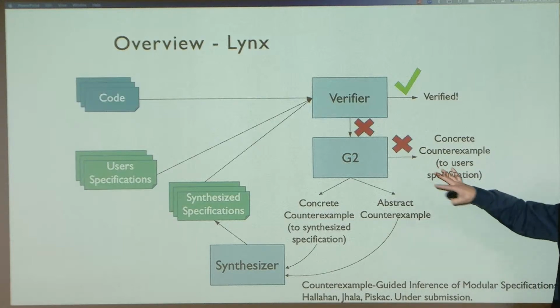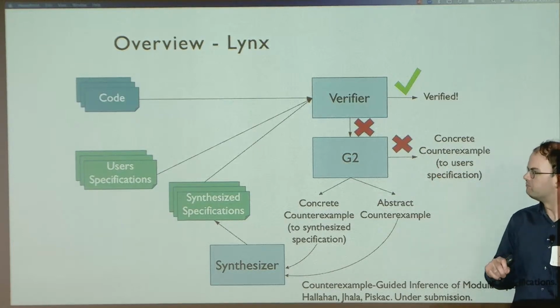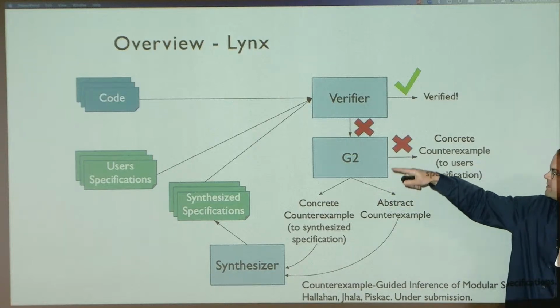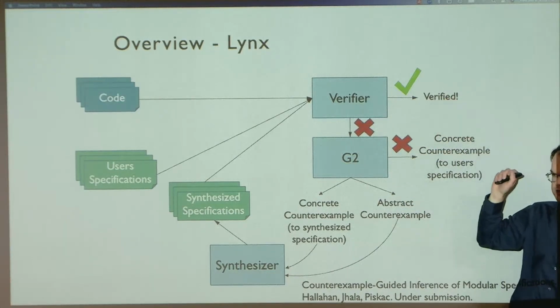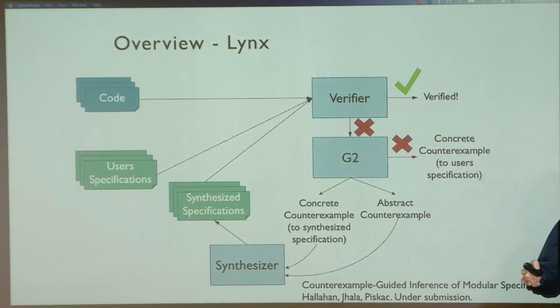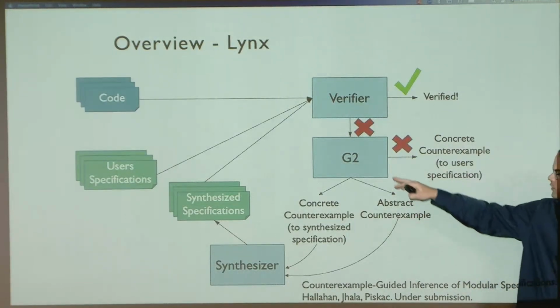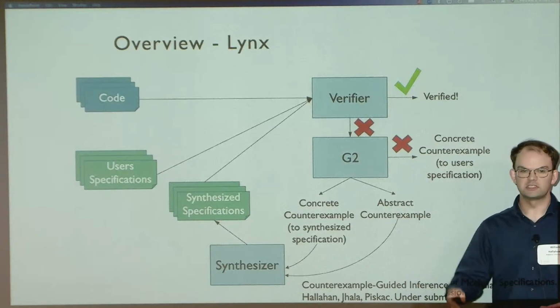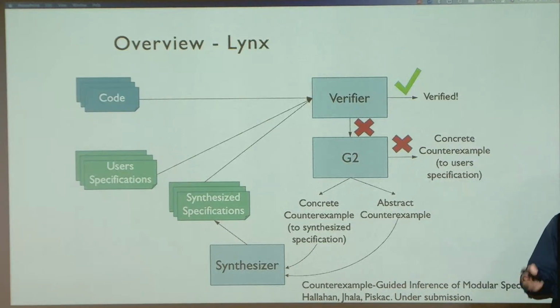So I've made this picture a little bit more complicated. So still take the code and specifications, go to the verifier, hopefully everything works out. If it doesn't, go to G2. And then there's a couple different possibilities of what can happen. So the first is, our assumption is the user is still going to write down some specifications that they want to prove are true, and we should aim to prove those are true or tell the user that those specifications are wrong. So we might find a concrete counterexample to the specifications the user wrote down, and in that case, we're still just going to report that to the user, right? Because then we don't know how to fix that automatically.